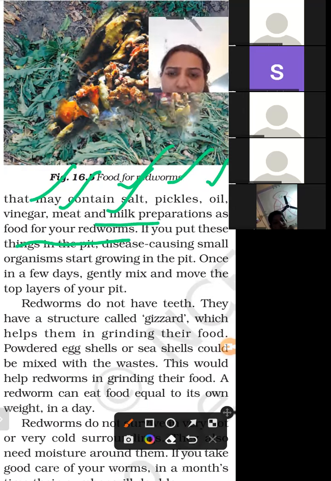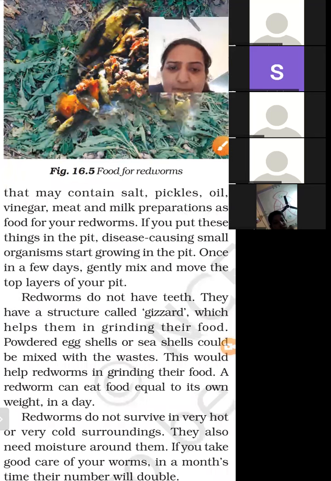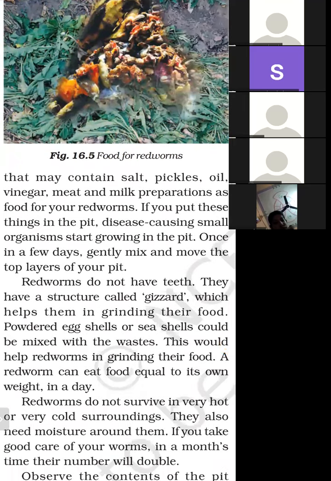If you add these types of substances in a pit, disease-causing small organisms will grow. If we add this type of food for red worms, disease-causing organisms will be created inside, and it will destroy this compost.